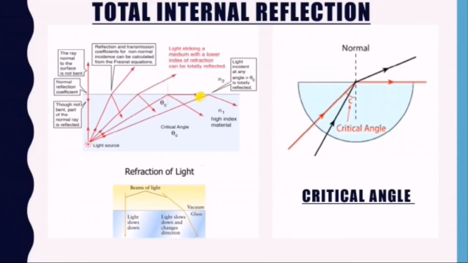And when a ray of light is incident from glass to air at an angle greater than the critical angle, then all of the light is reflected at the glass-air boundary. It is called internal reflection because it occurs inside the glass, and is called total because all the light must be reflected. Now, total internal reflection has uses in prisms, optical fibers, etc.